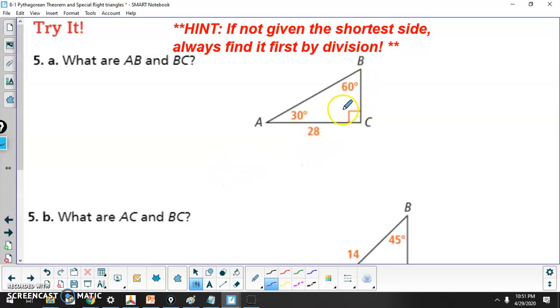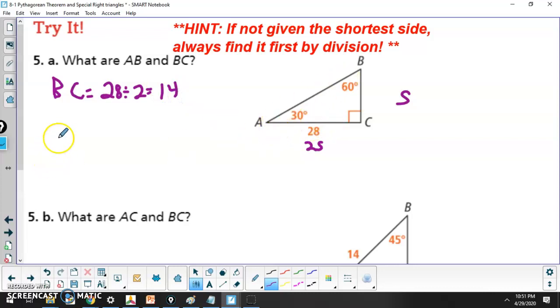This is a 30, 60, 90 triangle, so remember, if you want to find the shortest side first, this is the shortest side because it's across from the 30-degree angle. This is the middle side because it's across from the 60-degree angle. Alright, so this side here is 2S. So BC, the short side, is just going to be 28 divided by 2, because the middle side is 2S, so the short side is half of that. So that is 14, okay?